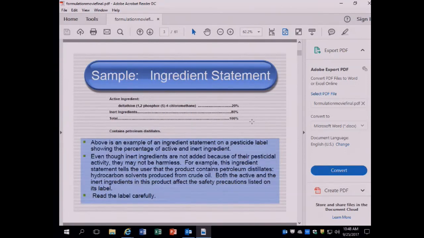The inert ingredient generally has no pesticidal activity, and it is harmless. But these are, as Tyler says, on the label. They're part of the law.